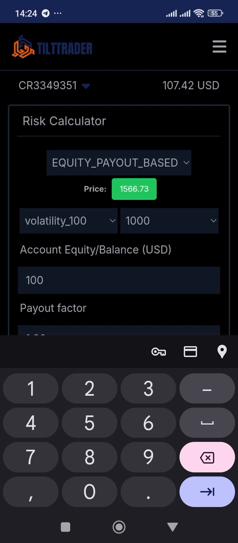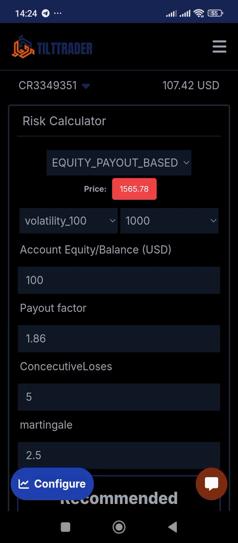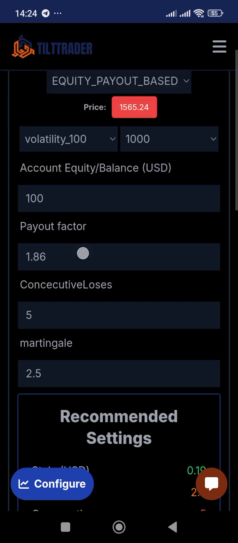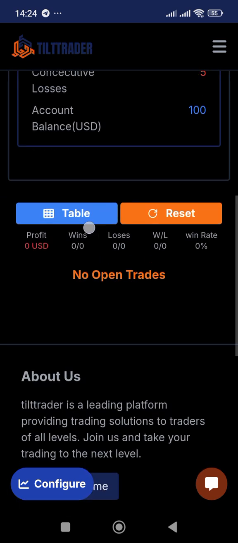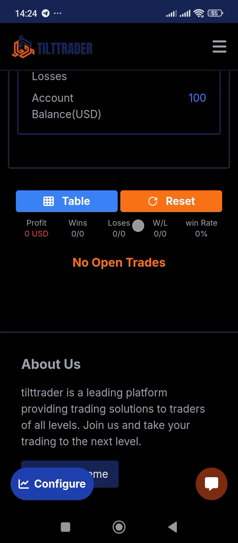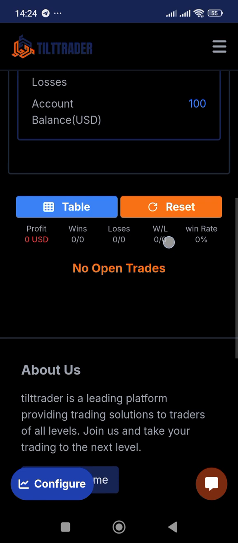So even when developing a strategy or using a certain strategy, the one thing you have to note is the number of consecutive losses. Actually, on Tilt Trader, we usually show it right here, where we have the win/loss. So the number below the L means the consecutive losses.